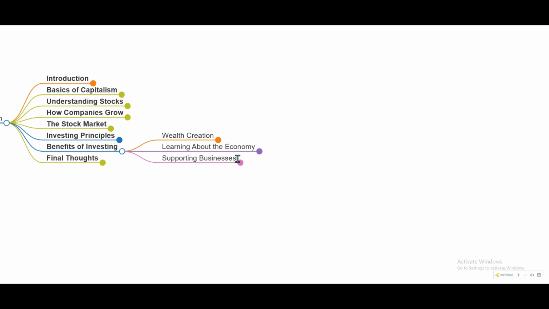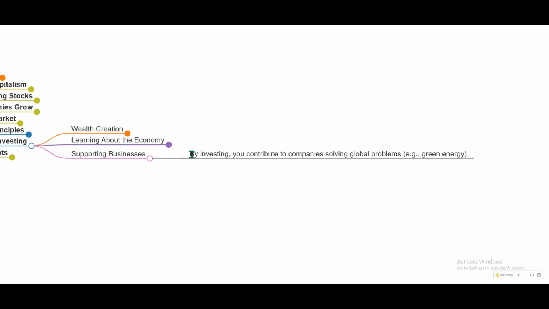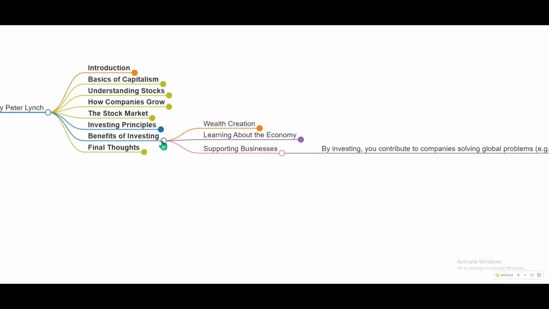And then supporting businesses. Here he says that by investing you contribute to companies solving global problems. For example, green energy. Today carbon dioxide emissions and global warming are a big problem. Those companies which are working towards green energy, you can invest in them, and thereby you can also contribute to solving global problems. So this is also one of the benefits.